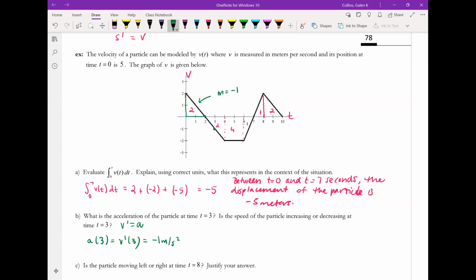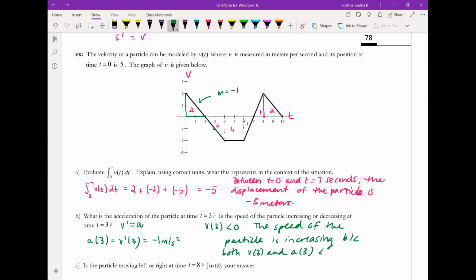So we're asked if the speed of the particle is increasing or decreasing. The velocity at 3 is also negative. We could actually calculate it, but that doesn't really matter. It just matters that we know that the velocity is negative. The acceleration is also negative. So the speed of the particle is increasing. And remember, the speed of a particle or an object is increasing when velocity and acceleration have the same sign. So I'm going to say because both v of 3 and a of 3 are less than 0.